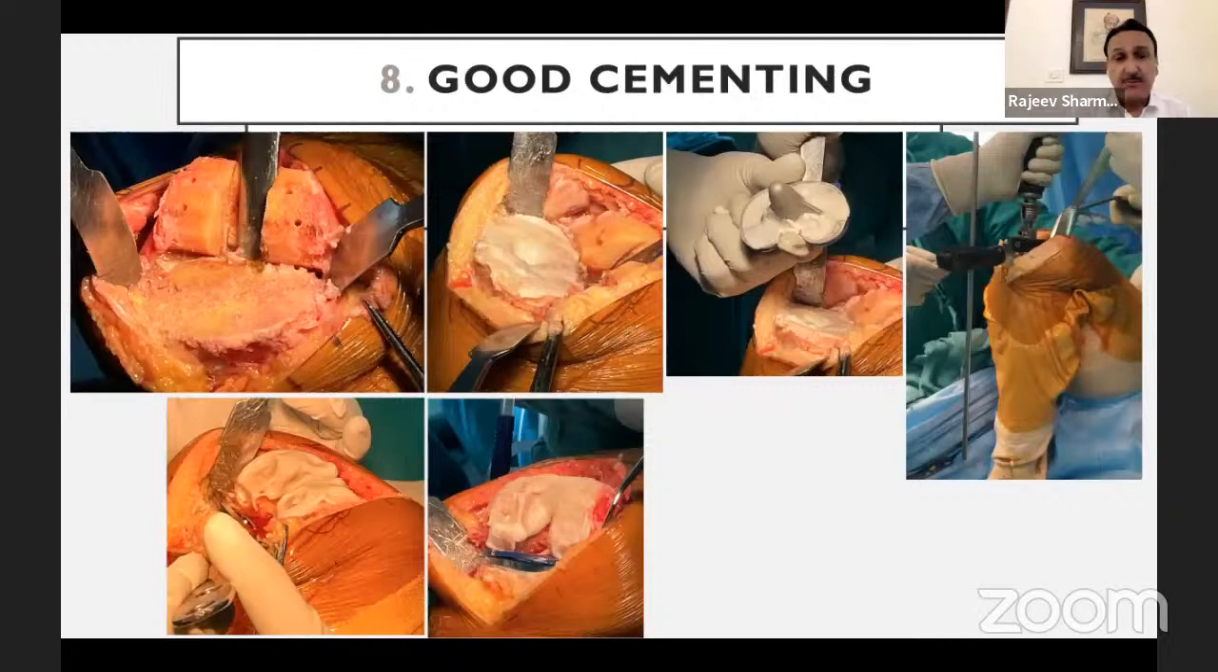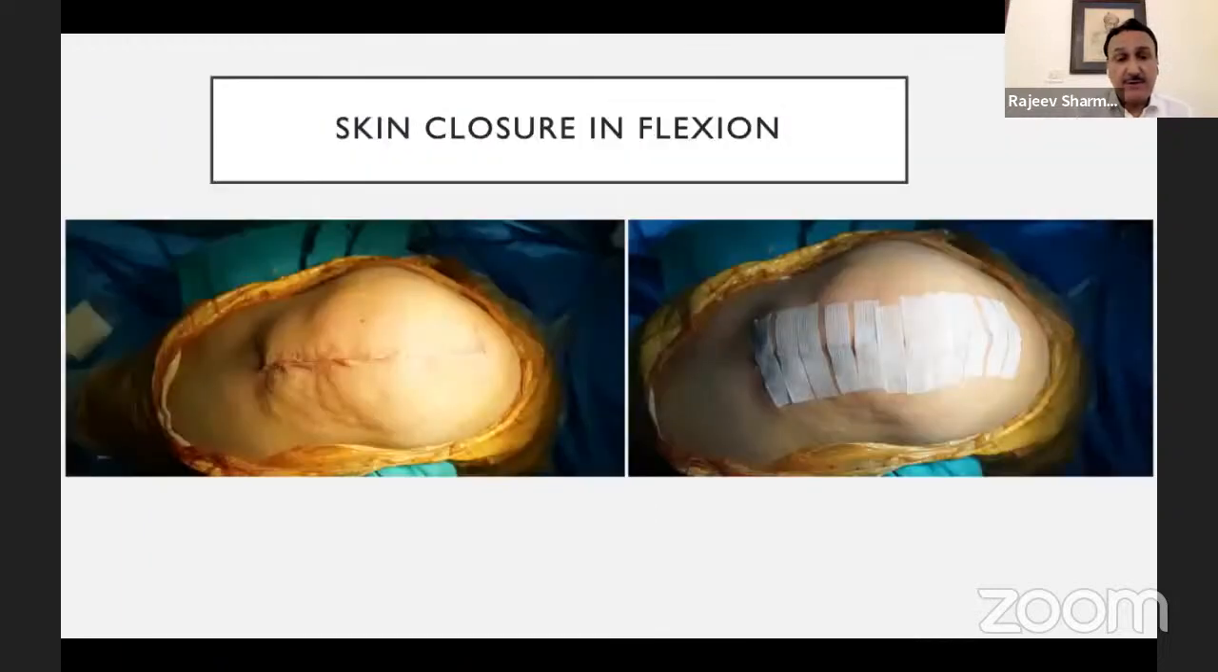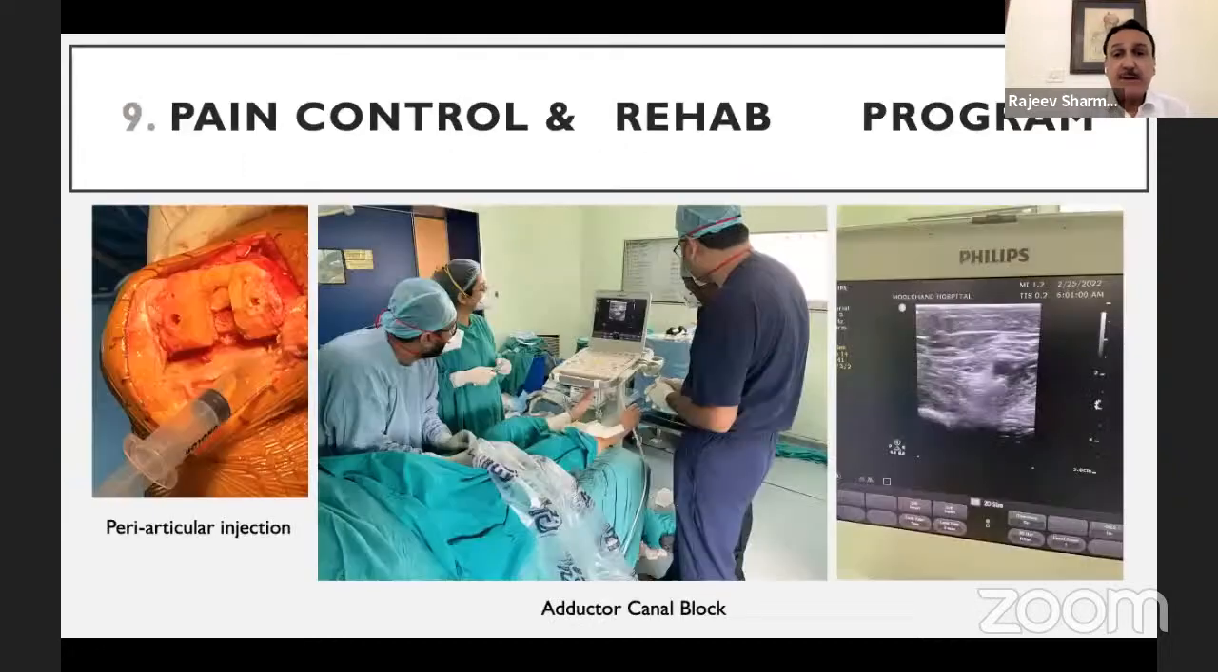Good cementing is very important. The cement should embed 4 to 5 millimeters into the bone, and that is what makes good cementing. You can use various types of skin closure. I use monocryl sutures these days. Pain control and a rehabilitation program are a very, very important trick to have a successful surgery.